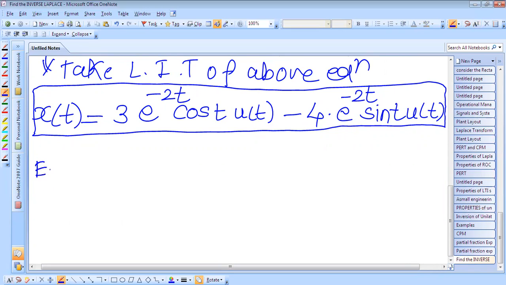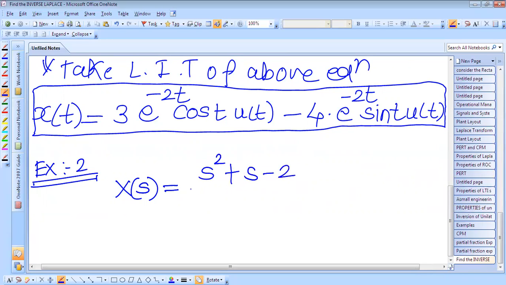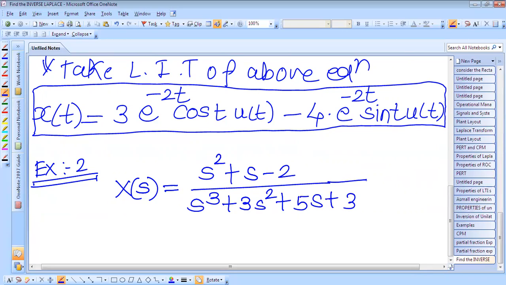Okay, next example we will consider, example number 2. So X of s is equal to s square plus s minus 2 over s cube plus 3s square plus 5s plus 3. Now we can say this is the transfer function, and this equation is having complex conjugate poles.